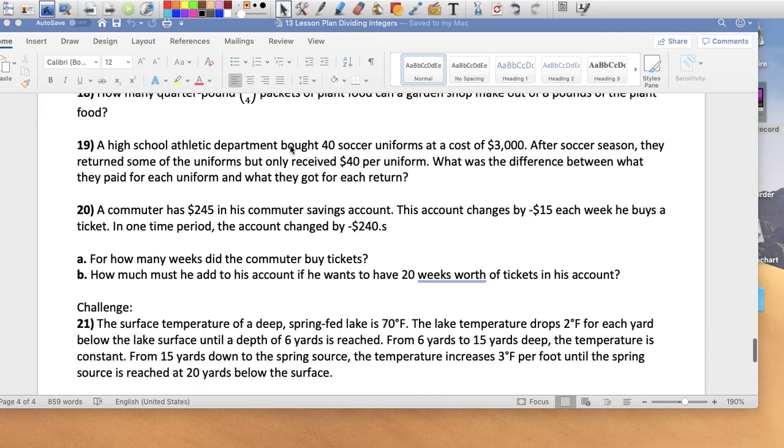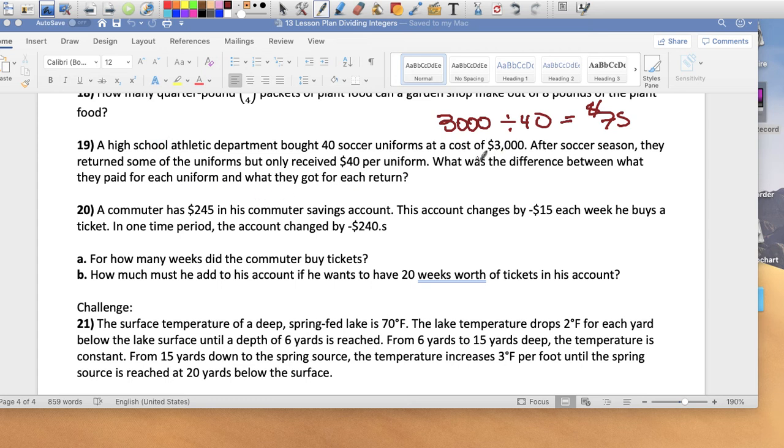19. The high school athletic department bought 40 soccer uniforms at a cost of $3,000. After the season, they returned some of the uniforms, but only received $40 per uniform. What was the difference between what they each paid for a uniform and what they got in return? Oh, so in the beginning of the season, they spent $3,000. Divide that by 40. Alexa, what's 3,000 divided by 40? 3,000 divided by 40 is 75. That's how much they spent per uniform at the beginning of the season.